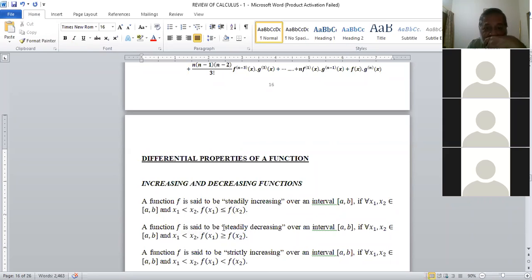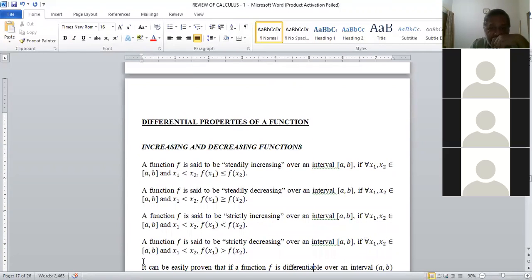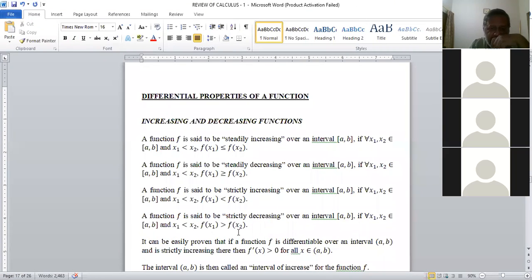If we remove equality from both these definitions, then we have strictly increasing. Still, we have not talked about continuity, but strictly increasing means that on a left side point, the function is smaller and on the right side point, the function value is larger. So it is ever increasing within an interval. Similarly, strictly decreasing.